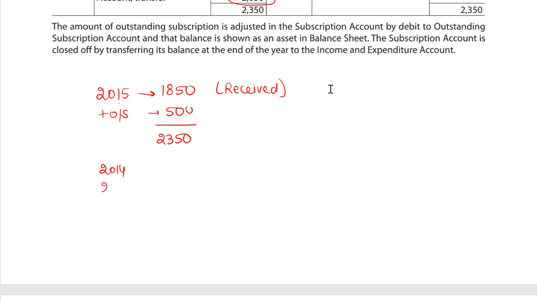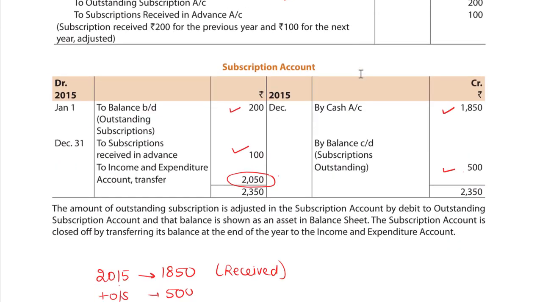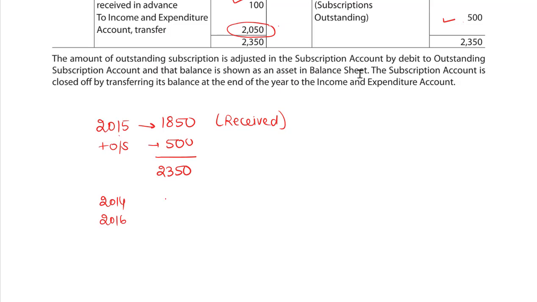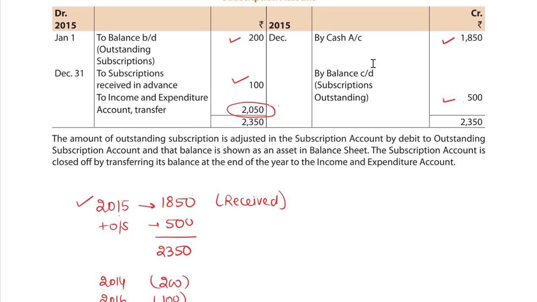We have received for 2014 and 2016 also. For 2014 it is 200, for 2016 it is 100. This does not relate to the current year, that is 2015, so it needs to be deducted. So minus 300 will lead to 2050. So in this way we have calculated this 2050.